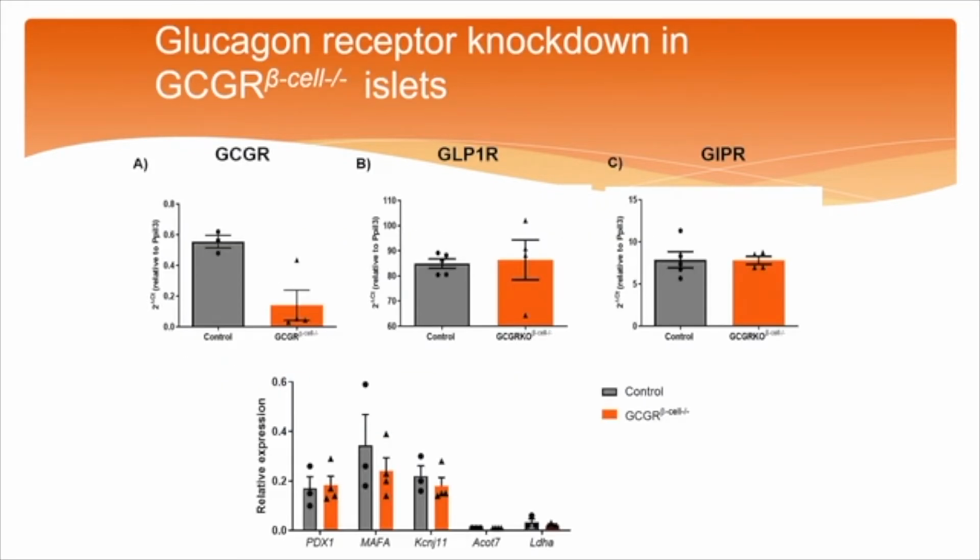Okay, so I'm a little bit hesitant to give you this data because actually it's different to Jonathan's findings. But essentially we used Daniel Drucker's glucagon receptor flox mouse.